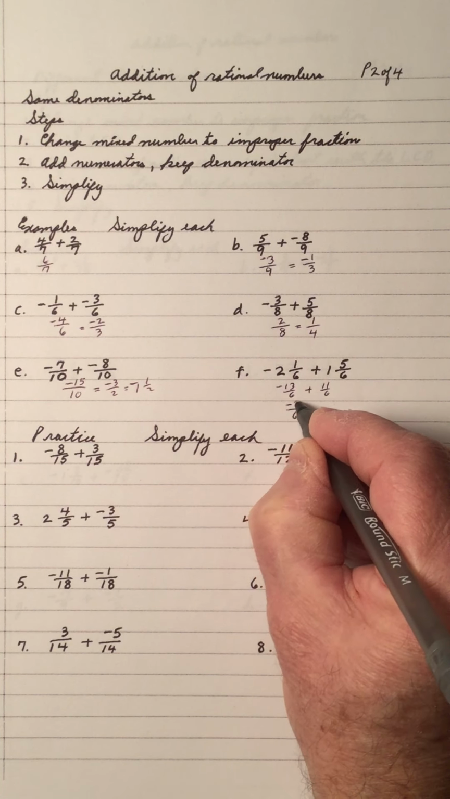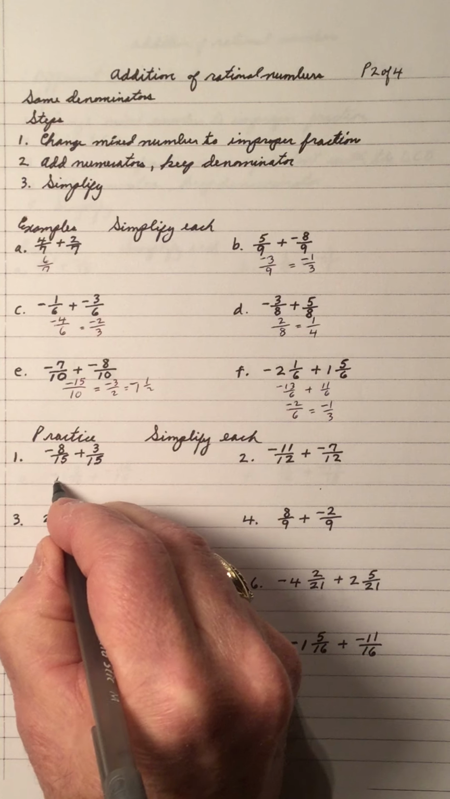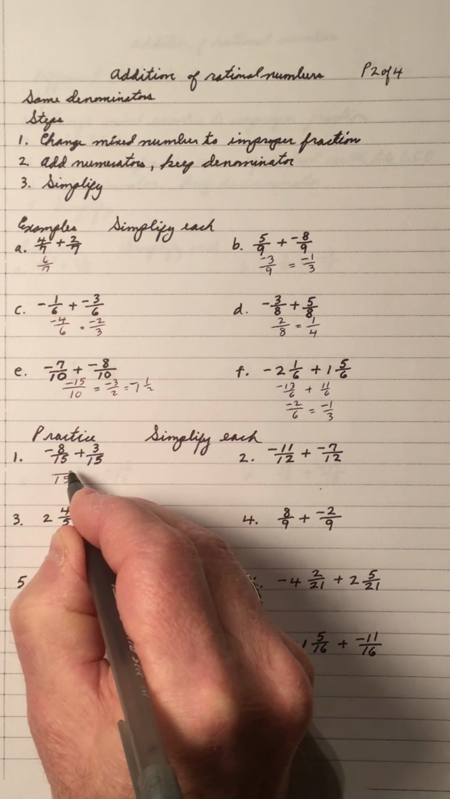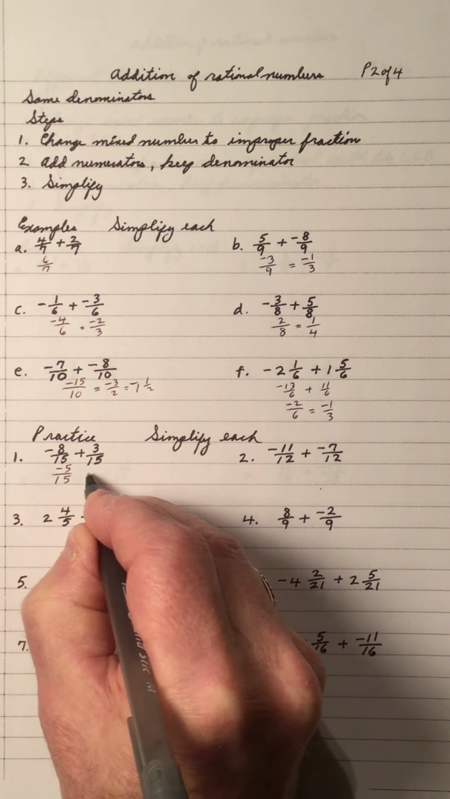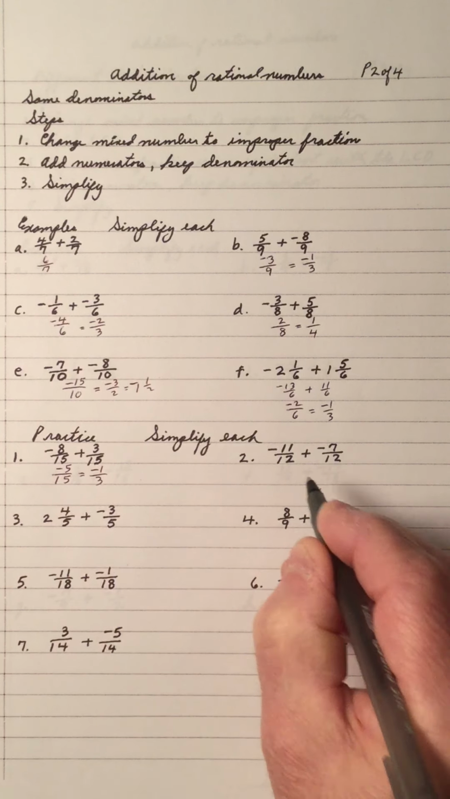Now you have a practice here. And if you wish, pause your video and work these out. Come back, press play, and see if you got them right. Common denominator is 15. Negative 8 and 3 is negative 5. Reduce. 5 is the GCF. 5 and the negative 5 is negative 1. 5 and the 15 is 3.